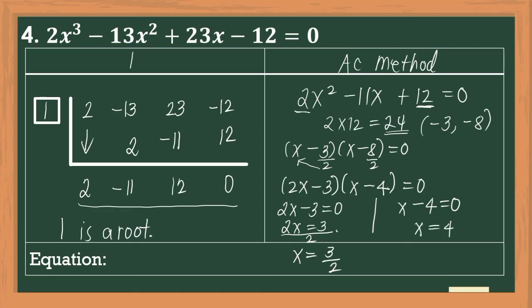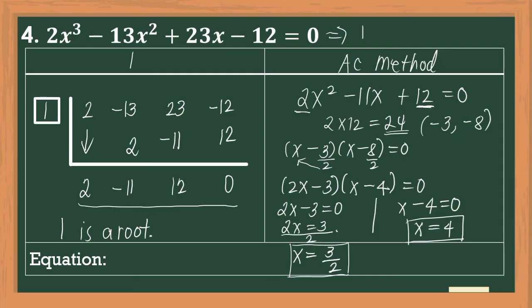So, you can see meron tayong nakuhang fractional roots dito kasi nga, yung ating leading coefficient is not equal to 1. So, expect natin na may fractions talaga na roots. So, nakuha natin dito na fractional roots. Root is 3 over 2. Okay. So, yung mga nakuha nating roots, ayan, 3 over 2, 4, and then yung nakuha nating 1 kanina. So, pwede nating isulat dito.